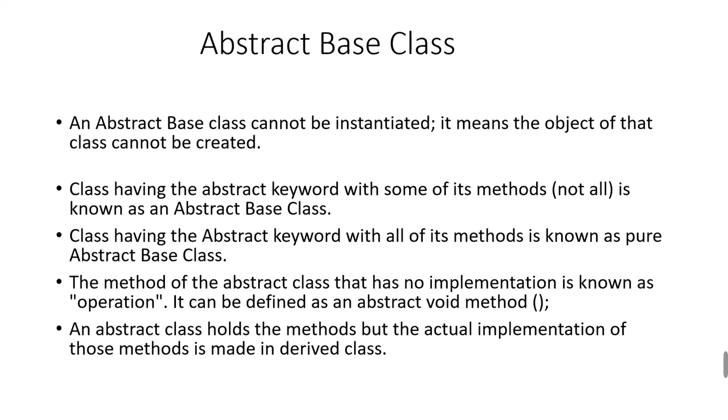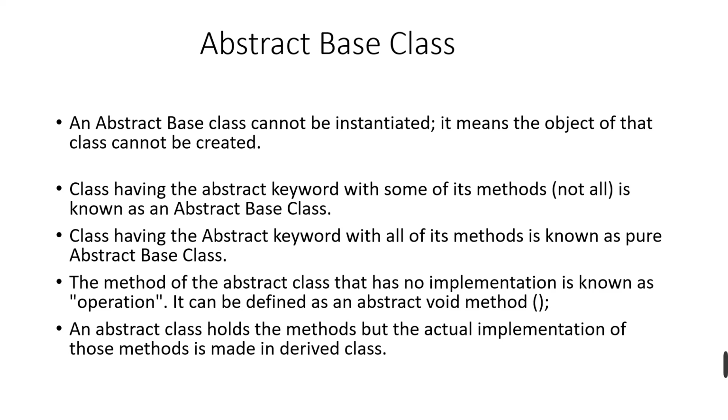So what are abstract base classes? We will go through them point by point. An abstract base class cannot be instantiated. It means the object of that class cannot be created. We can't make the object of an abstract class. A class having the abstract keyword with some of its methods is known as an abstract base class. So we have the abstract keyword, right? And when we provide the abstract keyword to a class and we have abstract methods, that means the class becomes an abstract base class, and it acts as a base class only.